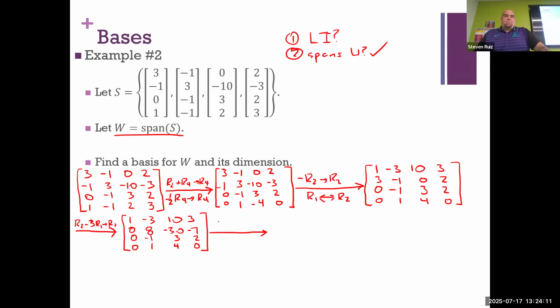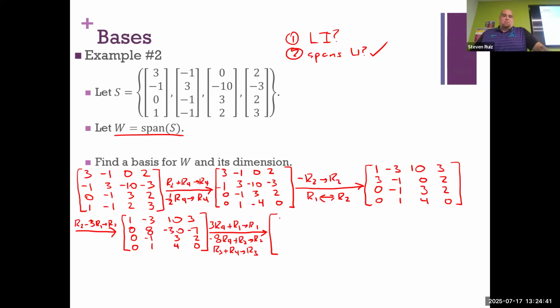Okay, I can see now. So 3 of row 4 plus row 1 to row 1. Negative 8 of row 4 plus row 2 to row 2. And row 3 plus row 4 to row 3. So that should clean up the entire column, right?